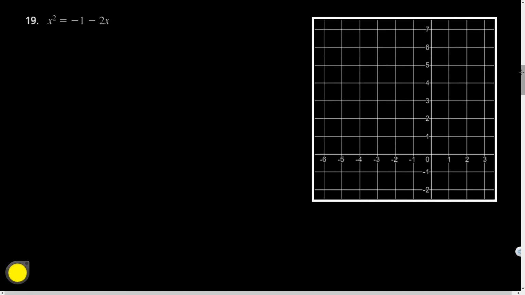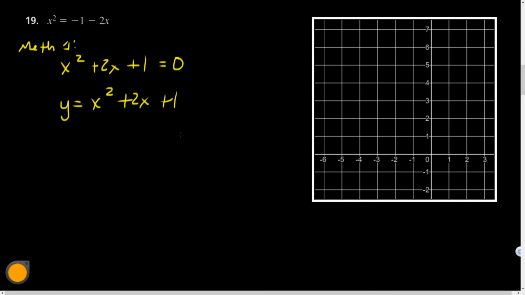Here's another one. Tell you what, I'll do both methods. Method 1. Add 2x to both sides, so I get plus 2x. Add 1 to both sides. Boom. That's equal to 0. The related equation, the related function, is now y equals x squared plus 2x plus 1.